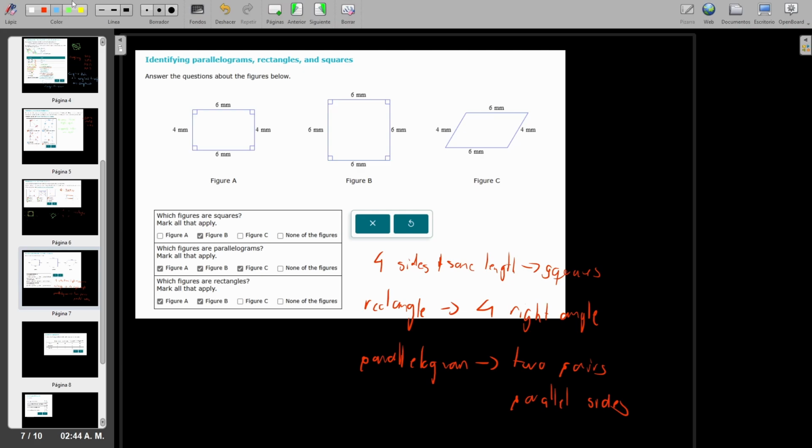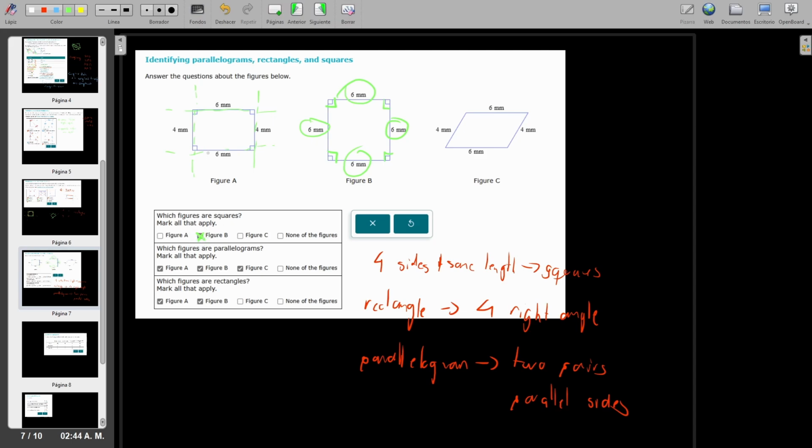In the first one, you can say they are here, they are here, so they are parallel, and they are parallel, okay? But they are asking for squares. Remember, a square has four sides of the same length and four right angles. They have four right angles, and also all its sides are the same length. So only figure 8 is a square.